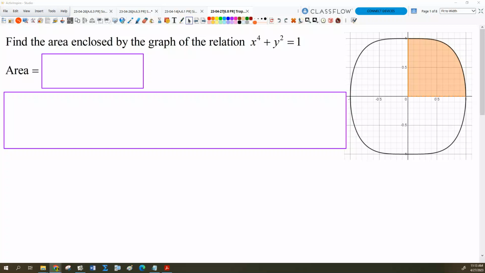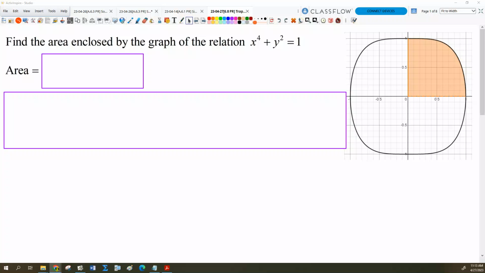Okay, so today's topic is, well, it's numerical integration. You may not know what that is, but we'll find out. And let's talk about, first of all, why we would need it. So what if we wanted to find the area enclosed by this graph?